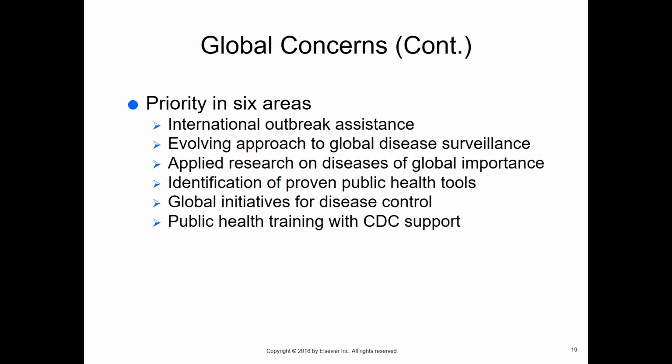Also, they're looking at epidemiology, lab studies, and the use of quality systems to establish standards and practices on how they respond to these infectious diseases. So again, they look at 6 areas: international outbreak, the evolving approach to surveillance globally, applied research on diseases of global importance, identification of proven health tools, initiatives for disease control, and public health training with CDC reports.